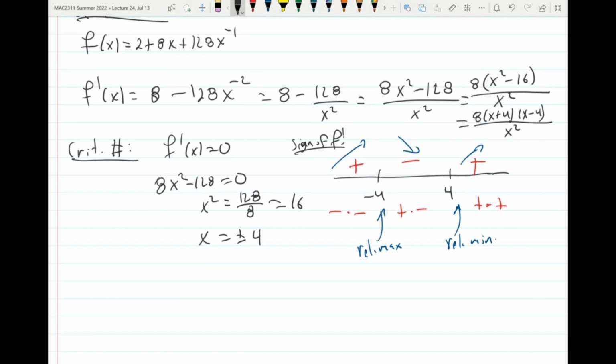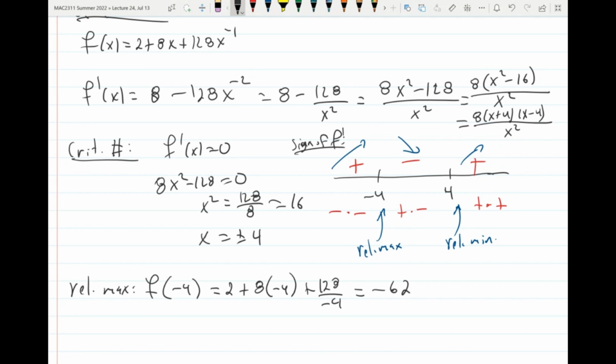Now, they do want to know the values. So the relative max is actually f of negative 4. The location is negative 4, but the value is this one. So you have to plug in. So 2 plus 8 times negative 4 plus 128 over negative 4. So 128 divided by negative 4 is negative 32, plus 8 times negative 4 is negative 32, so negative 32 plus 2. So that's negative 62.